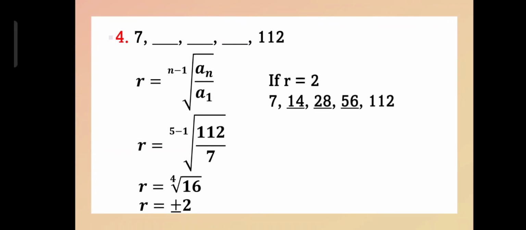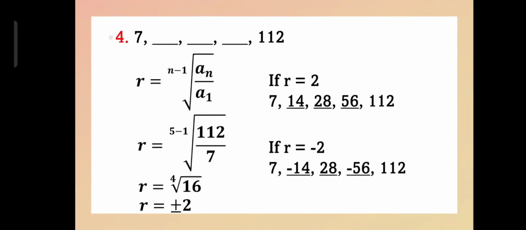If the common ratio is positive 2, then multiply 7 by 2. So 7 times 2 is 14. 14 times 2 is 28. 28 times 2 is 56. 56 times 2 is 112. Therefore, the three geometric means between 7 and 112 are 14, 28, 56 if the common ratio is 2.